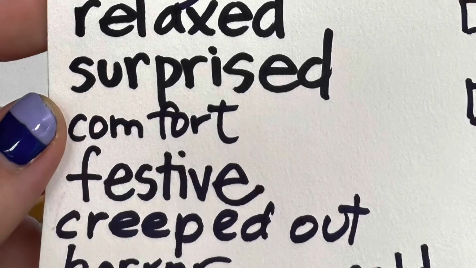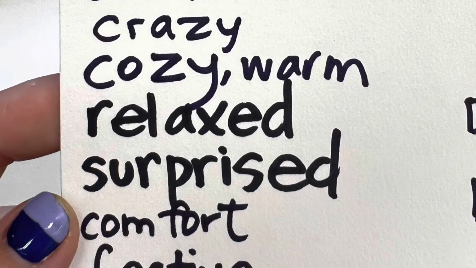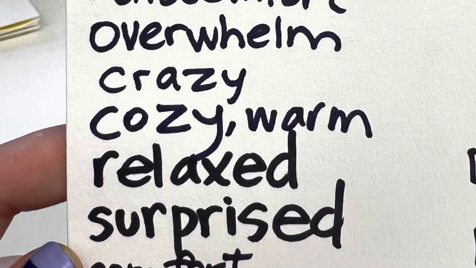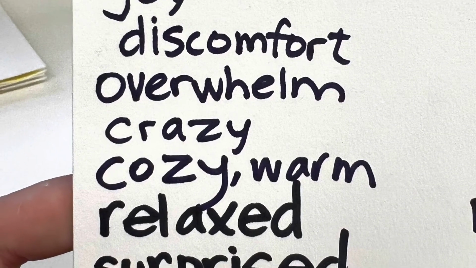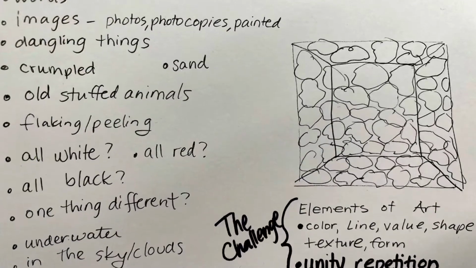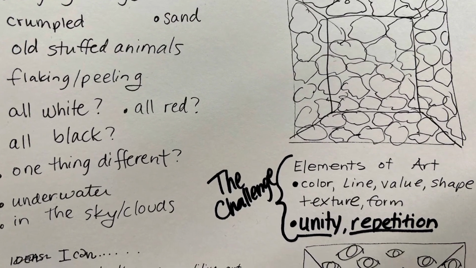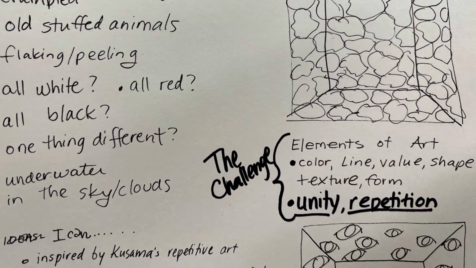This is a list of feelings that your art might evoke. It might make people relaxed or comfortable or feel a little crazy or overwhelmed. You get to decide, because when your viewer looks, they only have to handle it for the length that they're looking inside of your box. Make sure that you do some brainstorming and thinking before you start on your art.